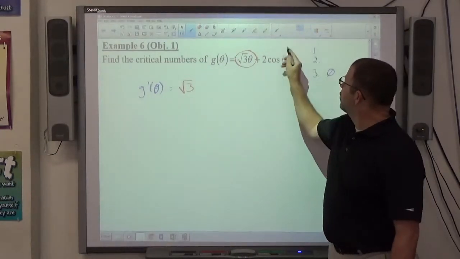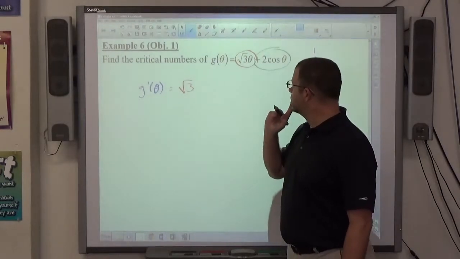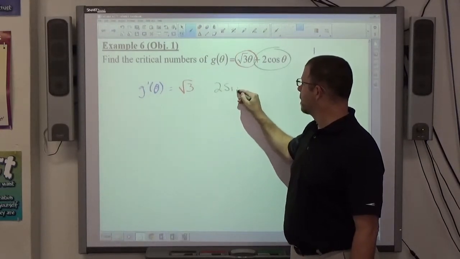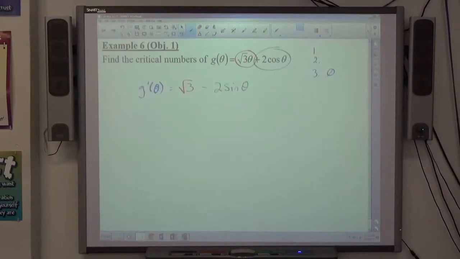What's the derivative of 2 cosine theta? Negative 2 sine theta. Very good. All the cofunctions have negative derivatives. So derivative of cosine is negative sine. The 2 is just a constant multiple. It does not do anything to the derivative. It just comes along for the ride. So negative 2 sine theta. That is the first derivative.